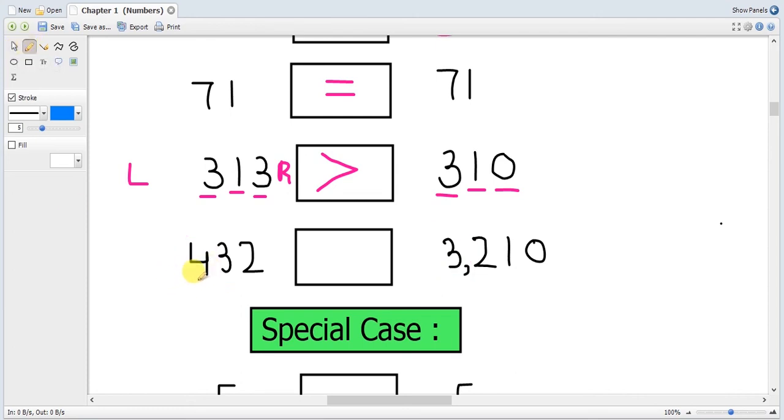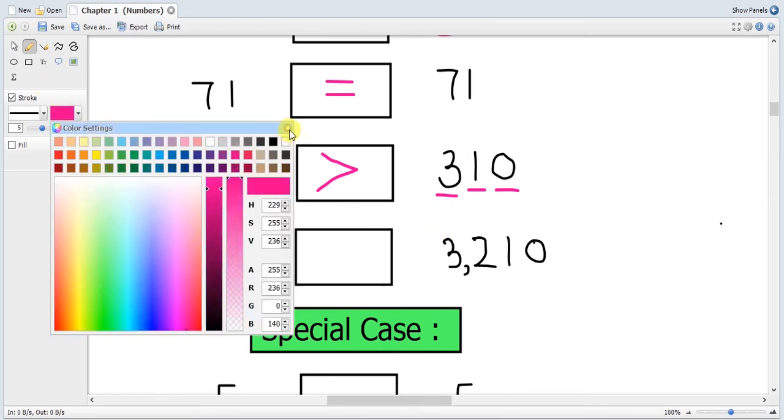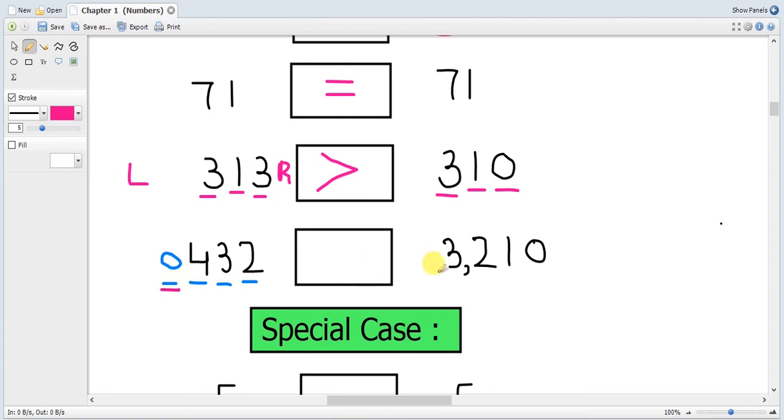So this is 4. So we have to complete the number of digits. Over here we have 4 digits, so we have to complete 4 digits over here as well. Starting from the unit side, 1, 2, 3, and if there is no digit here, you can put 0 here, right? Now you can start comparing. So this is 0 and this is 3. By comparing the first digit, we make a conclusion that 0 is smaller than 3. So ultimately, 432 is less than 3210.